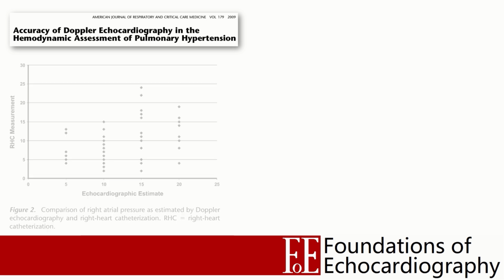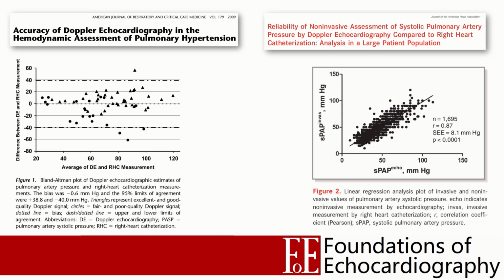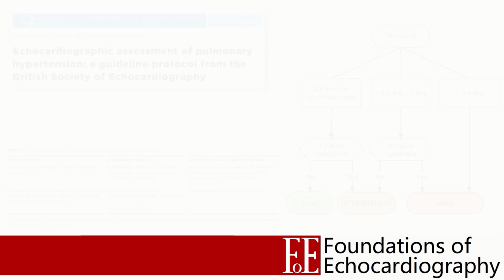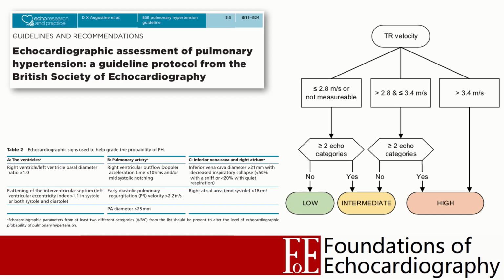Next, the estimation of a pressure gradient using a Bernoulli equation is also subject to both overestimation and underestimation for the reasons we've previously discussed. When tested in the real world, echo estimates and invasive measurements correlate reasonably, but with inadequate precision to hang your hat on the absolute value. Instead, BSE guidance is to use the TRV max as part of a broader echocardiographic assessment to determine whether pulmonary hypertension is likely or unlikely.